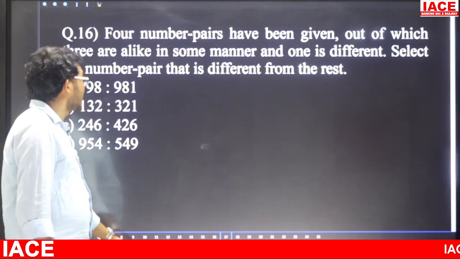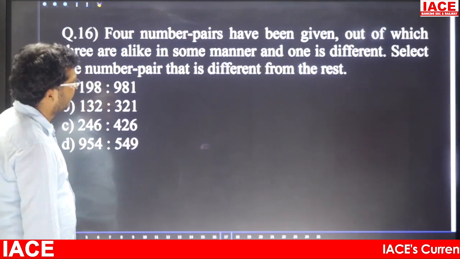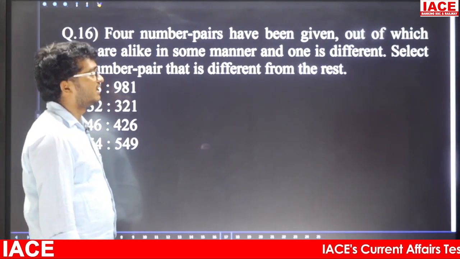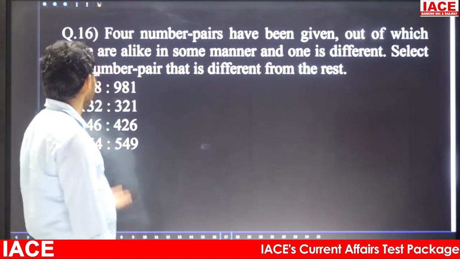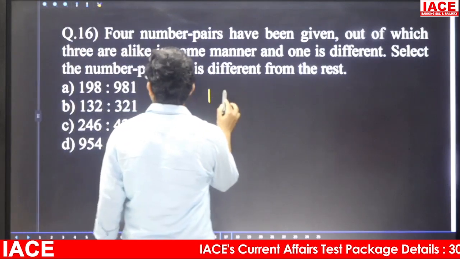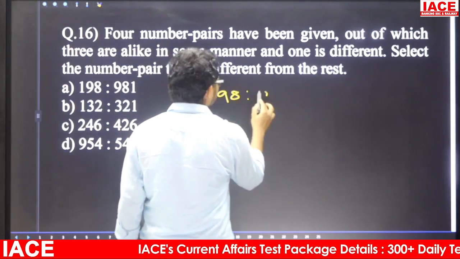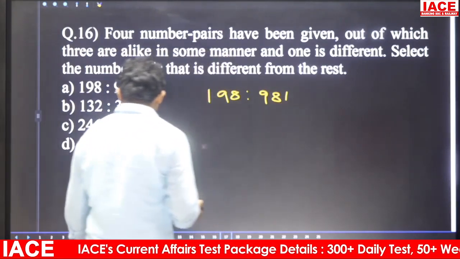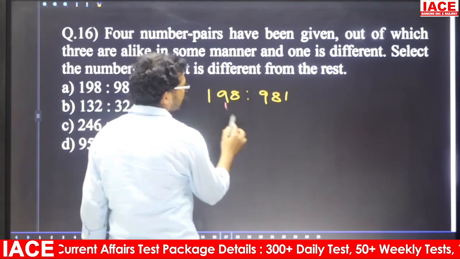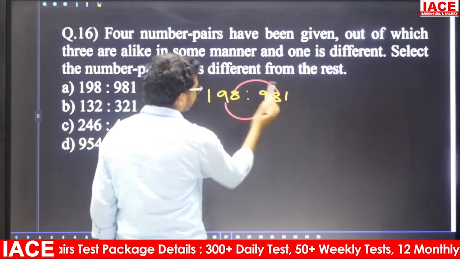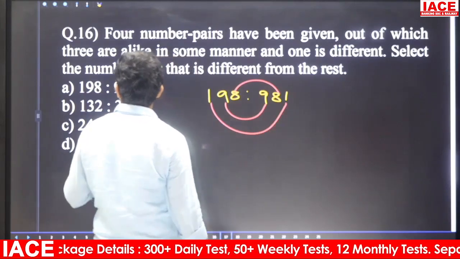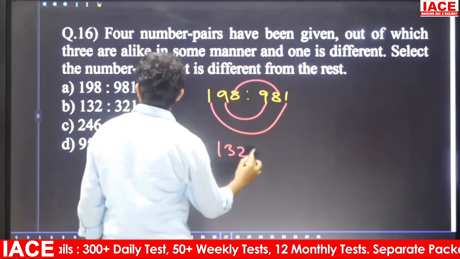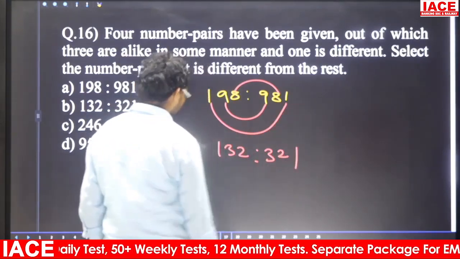Question number 16. 4 number pairs have been given, out of which 3 are alike in some manner, 1 is different. Select the different one. The given is 198, written as 981. So friends, here the logic is first middle digit, next last digit, next first digit. Take next one, 132 is related to 321.